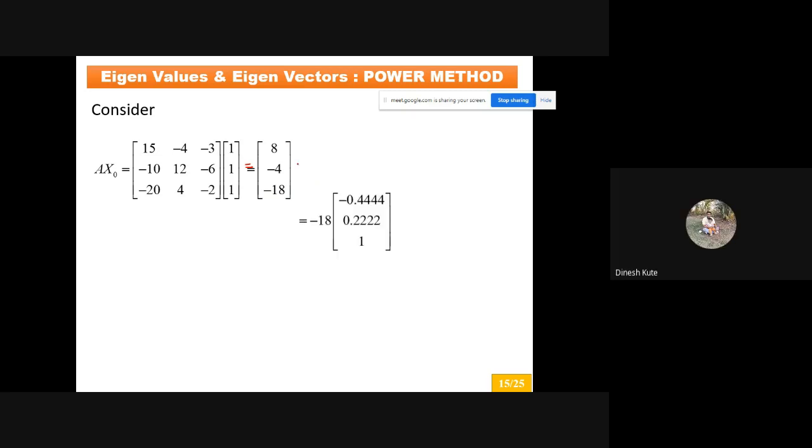Minus 18. Okay. So just take that minus 18 common with sign. Okay, so you will get this in the column matrix: minus 0.4444, 0.22, and 1. Here I just approximate all these calculations up to digit 4. Okay, you can do this on a calculator also. You can directly fix this digit in the calculator also.